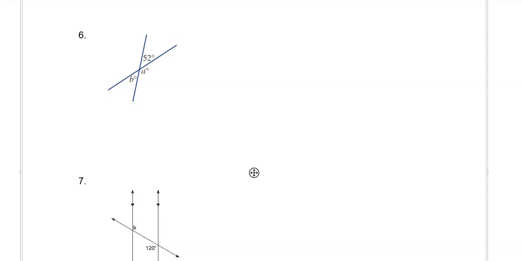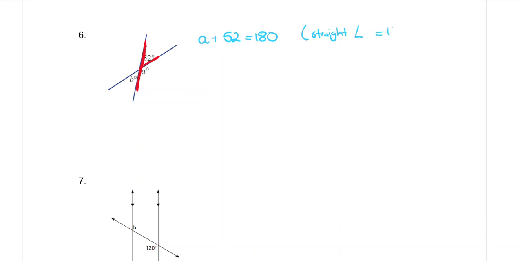So starting with A, you can see that the A and the 52, I'm ignoring the B, the A and the 52 are making a straight line and they've been cutting that straight line up. So I'm going to add the A with the 52 and make that equal to 180 because straight angles are equal to 180. Then I'm going to solve this to find A. I'm going to minus the 52.